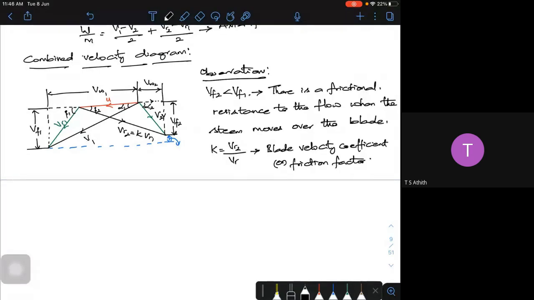This you should have studied in your earlier classes or in your turbo machinery course. Am I right? Have you studied or not? Your steam turbine classes.